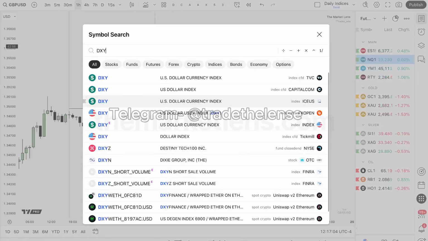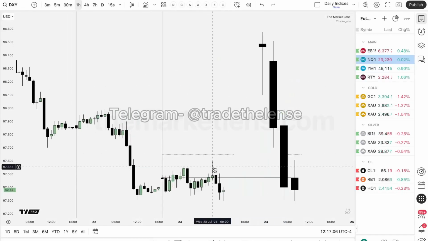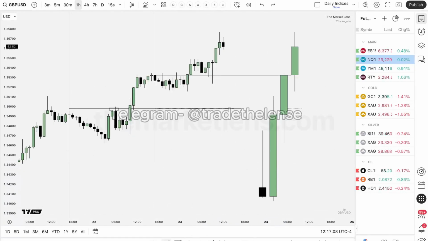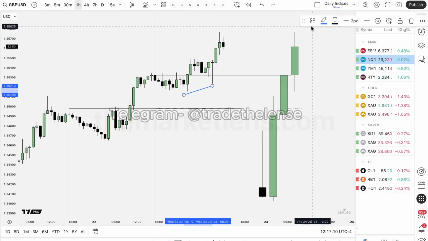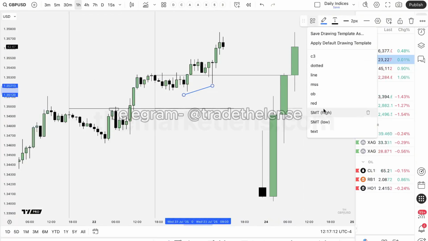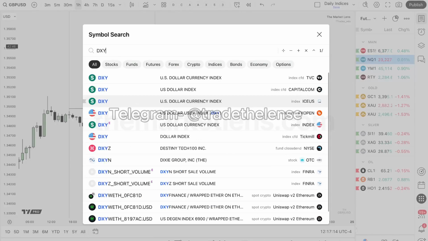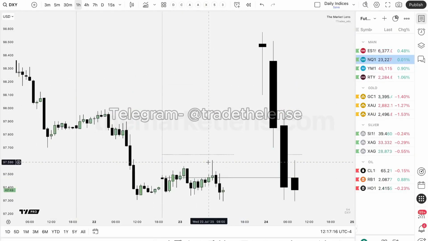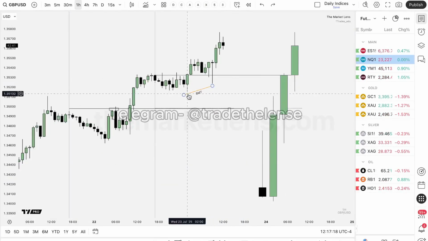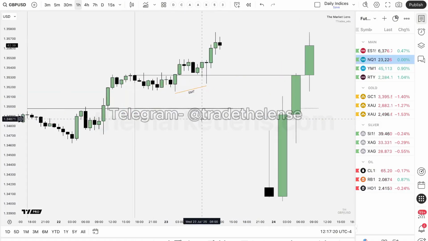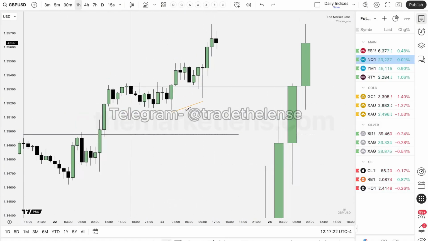Let's see DXY. All right, so there is an SMT with DXY here. So you could use that because DXY took out its high. GBP didn't take out its low, so you could use that. I'm going to try to find a trade and see if it's the same one as yours.